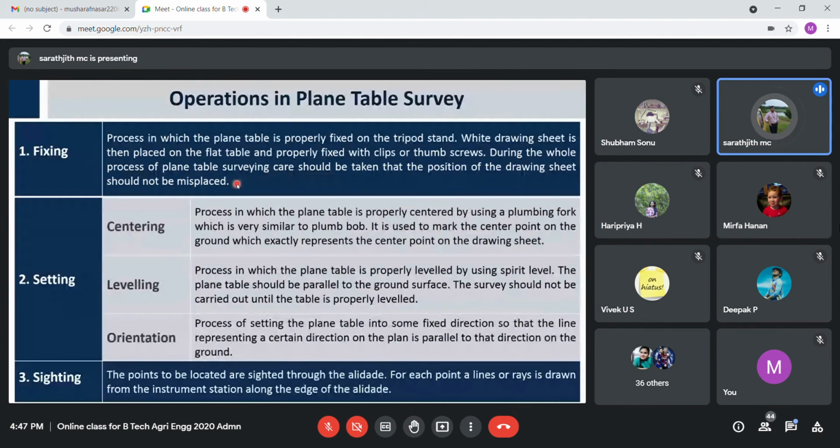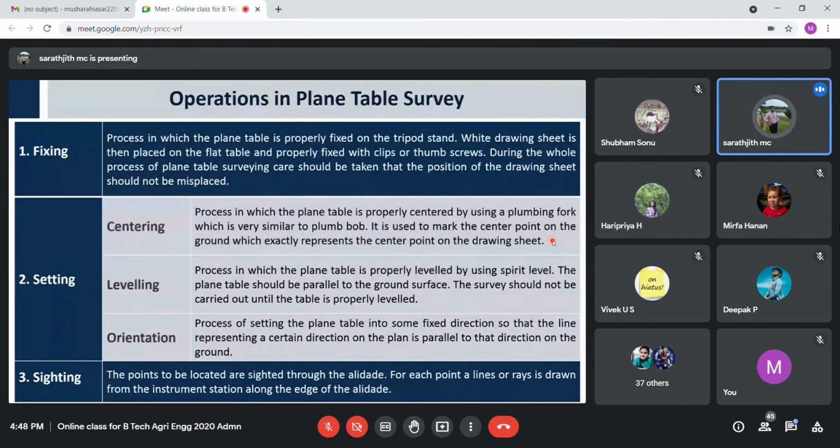Okay. And the second is the setting. Setting consists of the centering, which we have already discussed. Anyway, I'll be going through it again. I'll read it out. It is a process in which the plain table is properly centered by using a plumbing fork, which is very similar to a plumb bob. It is used to mark the center point on the ground, which exactly represents the center point on the drawing sheet, which means that you have to transfer a point on the ground to the drawing sheet. So that process is the centering.